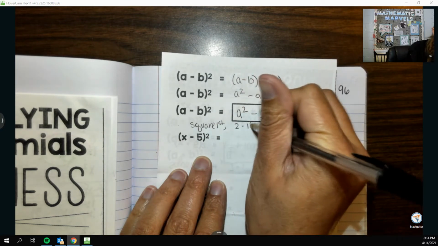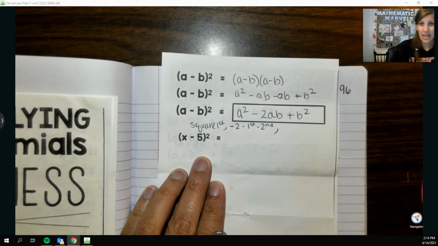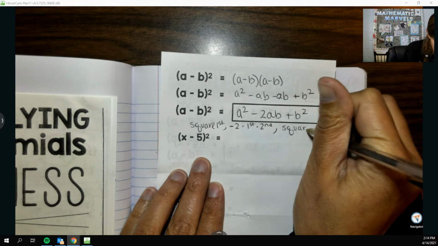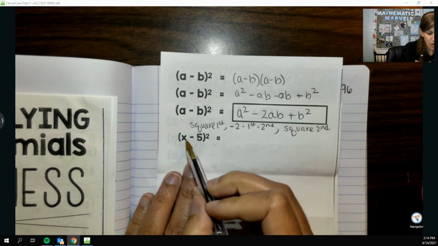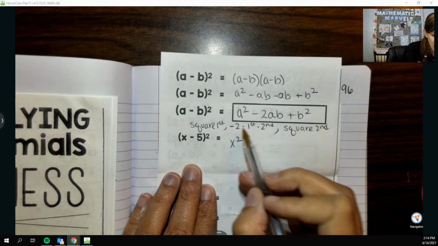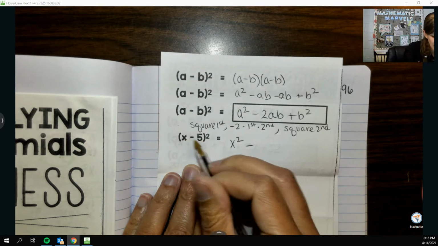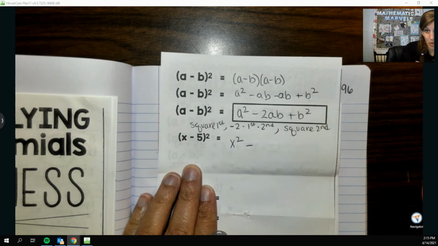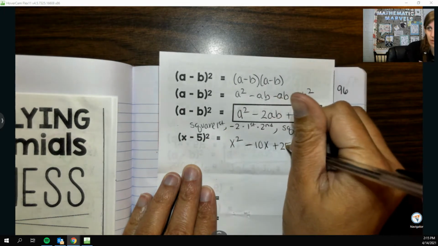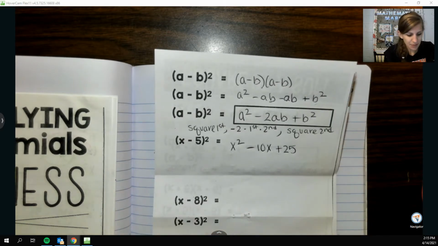2 times the first times the second, and it's always going to be negative, and then I square the second. So square the first, 2 times the first times the second, but always subtraction. So when I smash those together, it's 5x, doubled is 10x, and then square the last for 25. So you can do it slow, but it's kind of nice to know a trick.